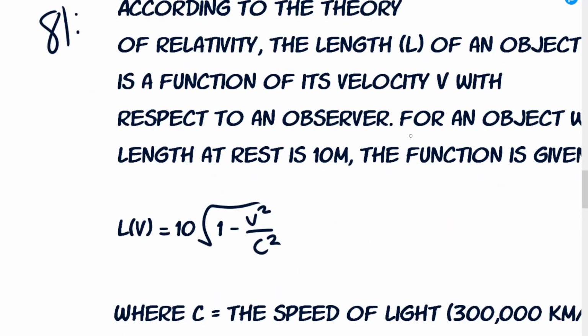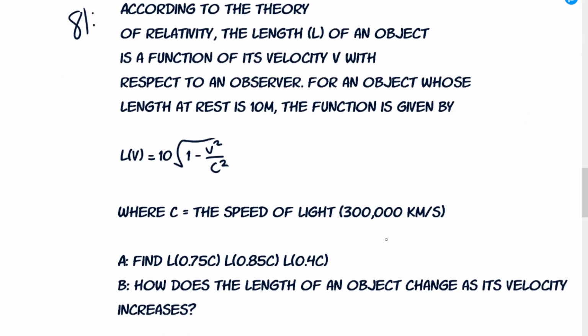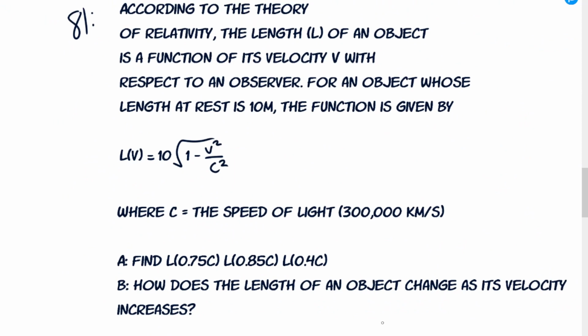Now these two problems are crazy big word problems, and let me just read it to you real quick. According to the theory of relativity, the length of an object is a function of its velocity with respect to an observer. For an object whose length at rest is 10 meters, the function is given by L of v equals 10 times the square root of 1 minus v squared over c squared, where c equals the speed of light, which is 300,000 kilometers per second. A is asking us to find some values, and then B is asking us how does the length of an object change as its velocity increases.